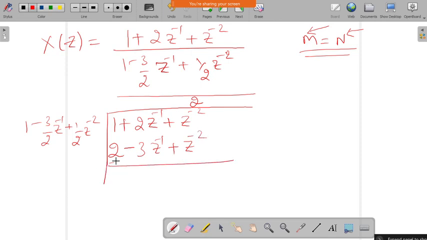Now, if I subtract these values, the reduced power terms will cancel each other. Then 1 minus 2 is minus 1, and plus 5 z inverse. So now we get the reduced power in the numerator, which is minus 1 plus 5 z inverse.